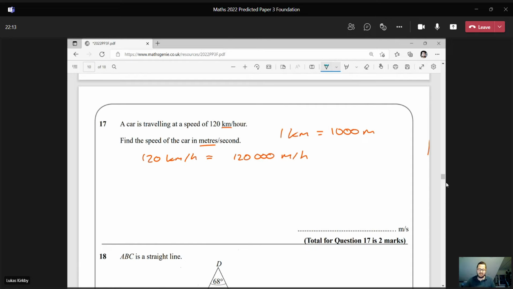So now let's change it into seconds, but we're on hours, so let's do minutes first. 1 hour is 60 minutes, so we want to divide by 60 to get minutes. Let's just keep track of what we've done here. We've timesed by 1,000, and now we're going to divide by 60. 120,000 divided by 60 gives me 2,000 metres a minute. Let's write minute like that.